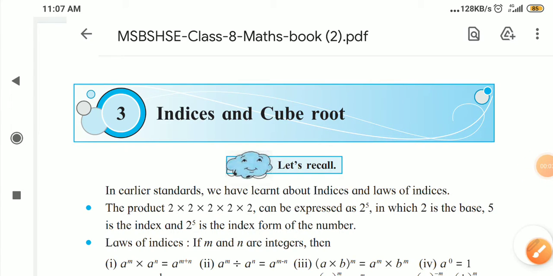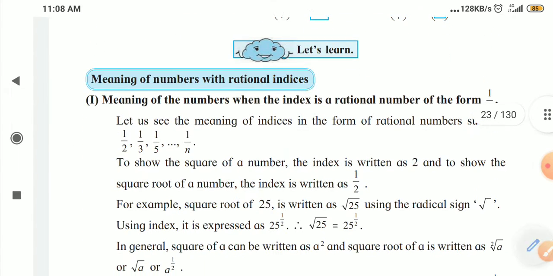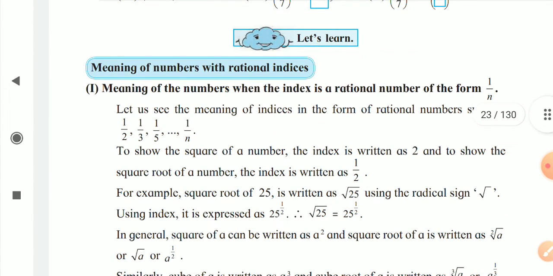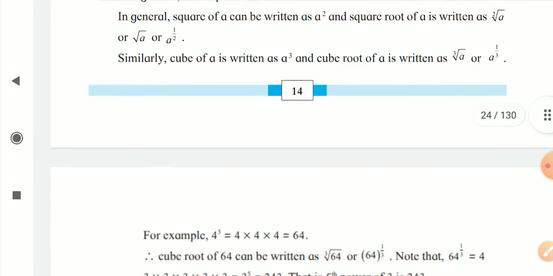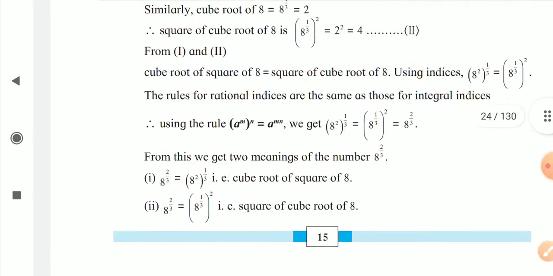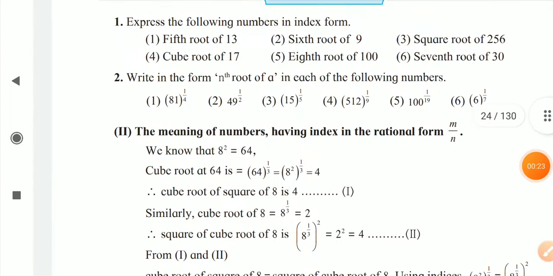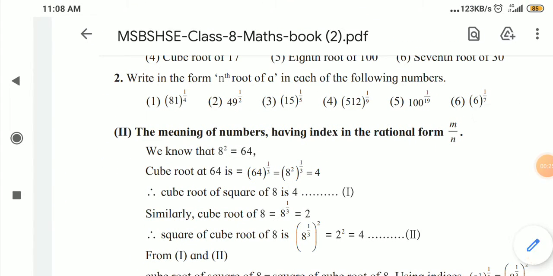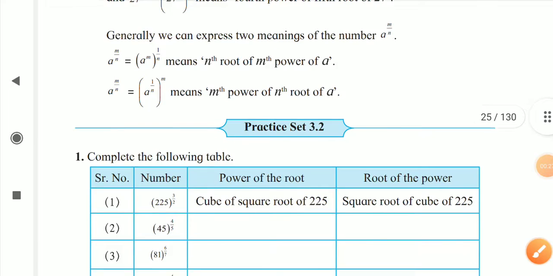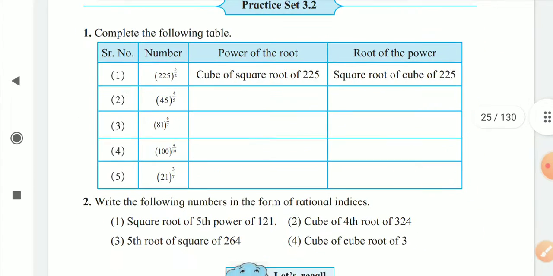Hello children, lesson number 3, indices and cube root. Under this lesson, yesterday we saw the meaning of numbers with rational indices in the form of 1 upon n. Secondly, we saw them in the form of m upon n. And yesterday I gave this practice set also and told you to complete it.